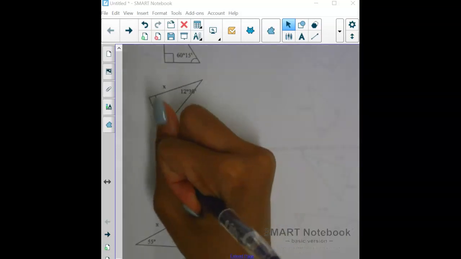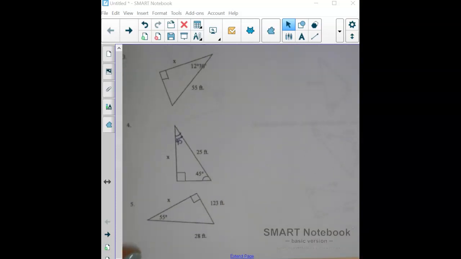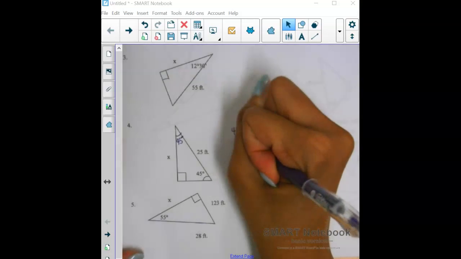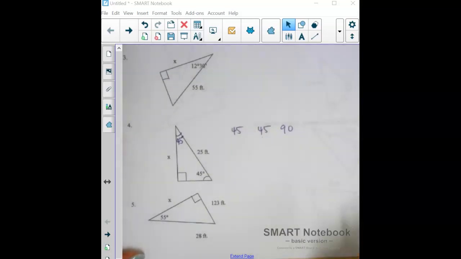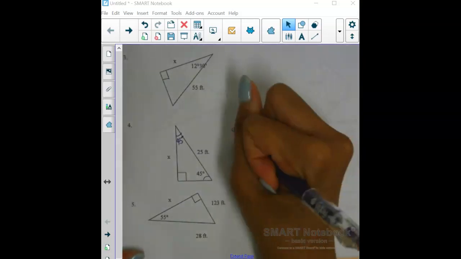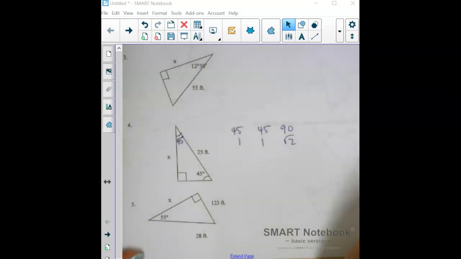This is another special right triangle. This is a 45, 45, 90 triangle. Just like with the pattern you had for 30, 60, 90, there's another pattern for this one as well. So this is a 45, 45, 90-degree triangle. The pattern is 1, 1, square root 2.